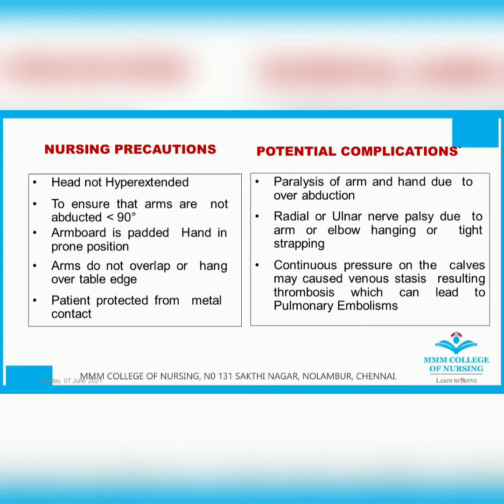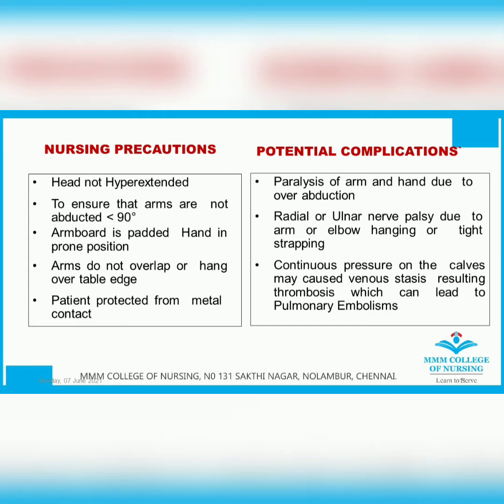Nursing precautions and potential complications of supine or dorsal position. First, let's see the nursing precautions. One is head not hyperextended, ensure that the arms are not abducted beyond 90 degrees, an arm board is padded, and hands in prone position. Arms do not overlap or hang over the table edge. The patient is protected from metal contact.